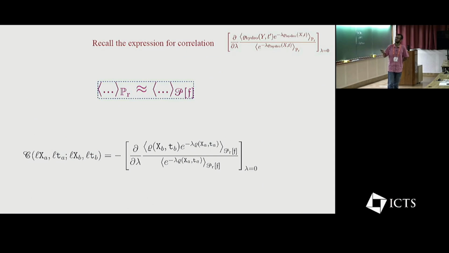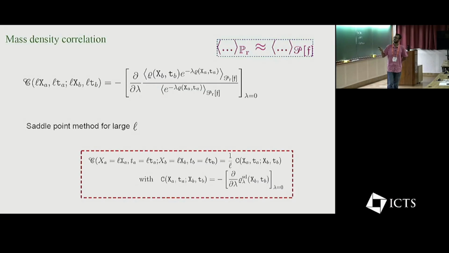If we replace this expectation by the expectation over the fields, we can write this correlation expression in the path integral method. Once we write the correlation in the path integral approach, we perform the saddle point approximation in the large L limit, and using the saddle point method, we obtain the correlation like that. We get this kind of scaling form for this correlation, where the scaling function exhibits like that.